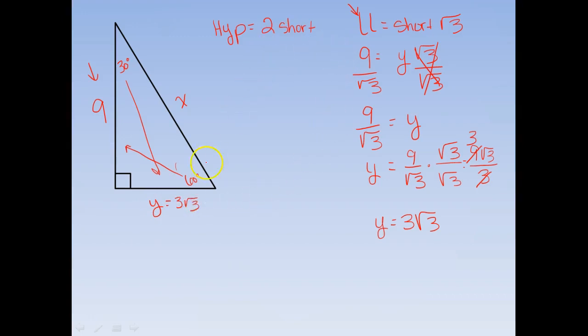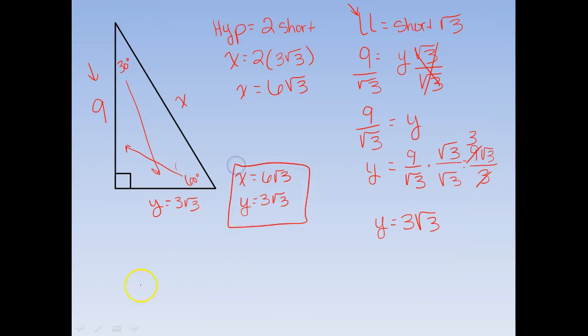So let's come over here and use what we just found to solve for the hypotenuse. The hypotenuse is x. The short leg is 3 root 3. 2 times the short leg. And so now you multiply. 2 times 3 is 6. And of course your root 3. So your x, your hypotenuse, is 6 root 3. And your short leg is 3 root 3. And that is it for our special right triangle practice.